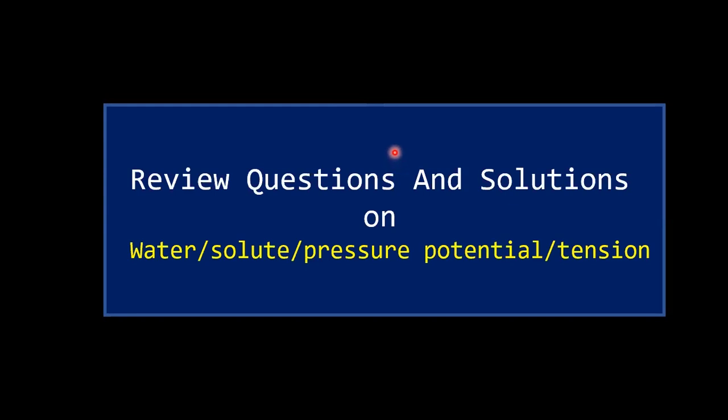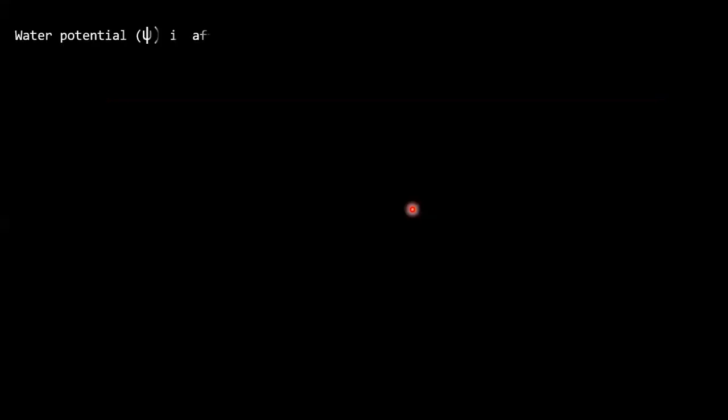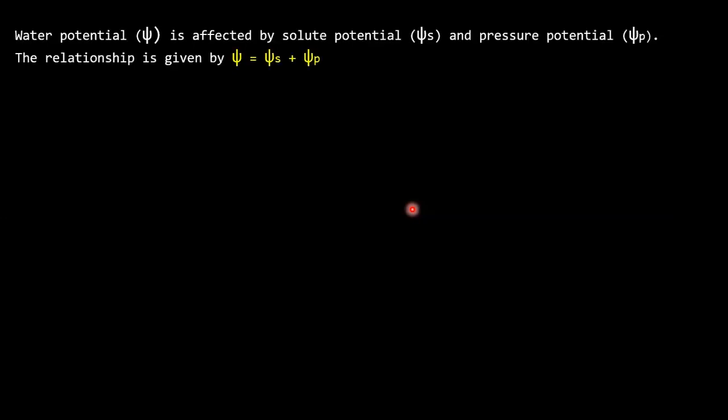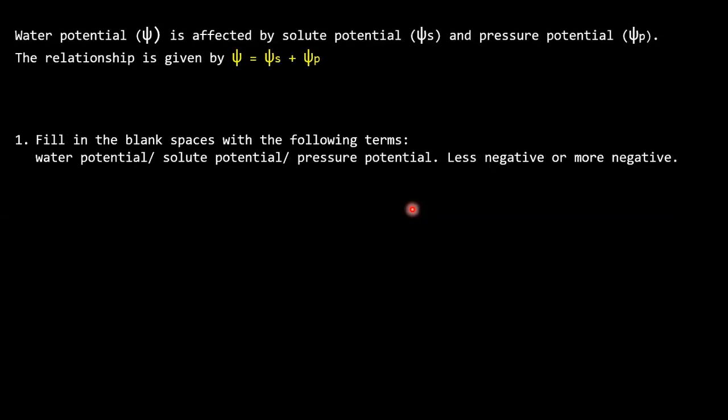In this lesson, we have review questions and solutions on topics already done on water potential, solute potential, pressure potential, tension. Welcome. The first 5 questions will be on cells: turgid, flaccid, plasmolyzed. So please take a pen and paper and look at the first 5 questions.